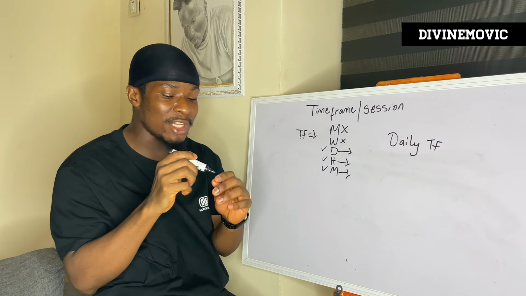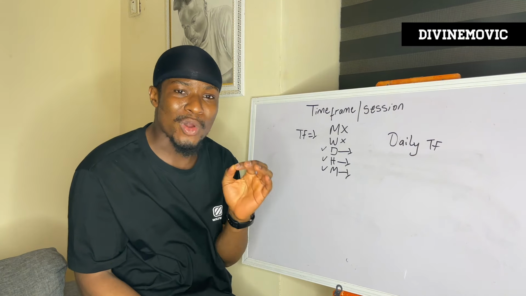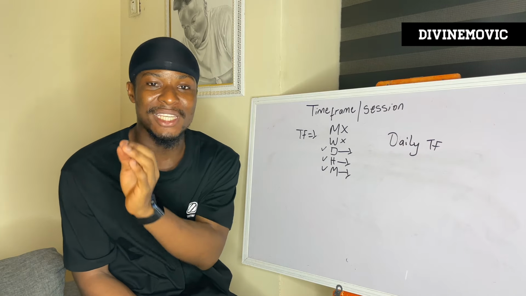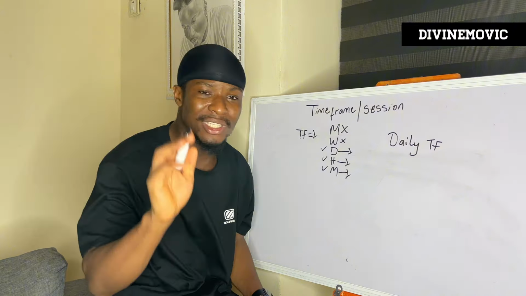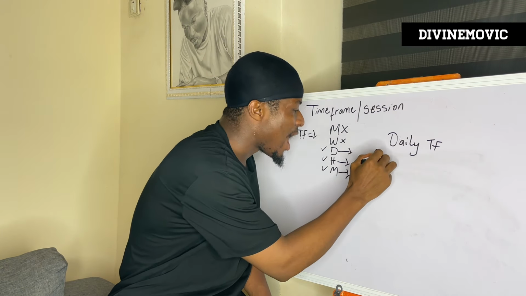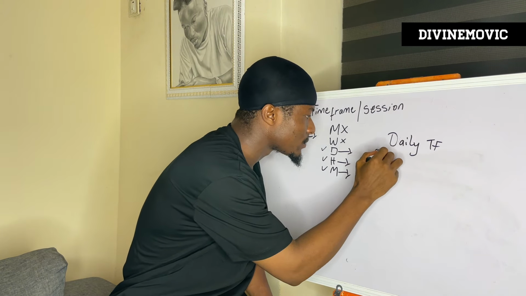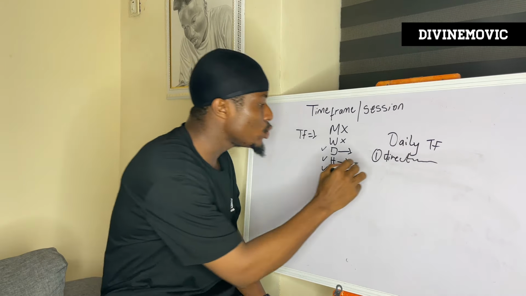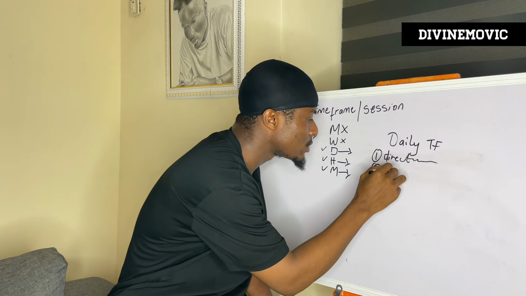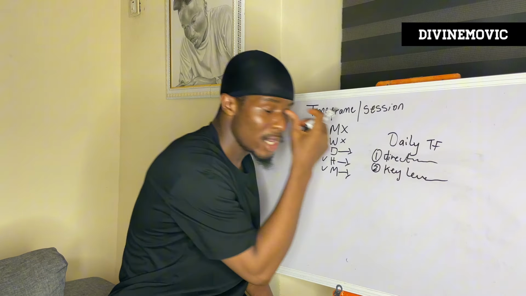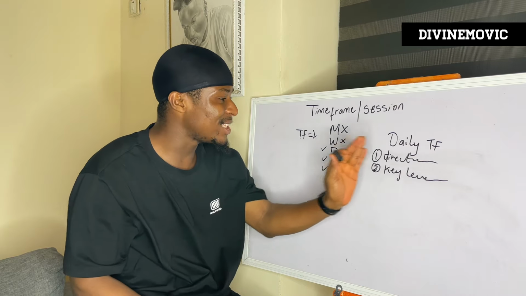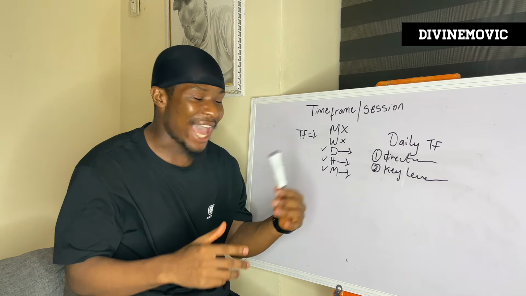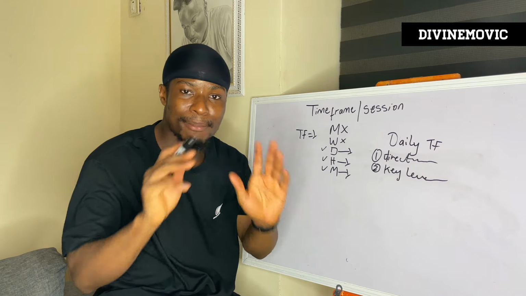Now, daily time frame is basically used to understand direction of the market and as well identify key levels in the market. So, what you want to basically use daily time frame for is to, one, understand direction. Two, understand key levels. This is what you want to use daily time frame to do as a day trader. You want to understand direction of the market and as well the key levels in the market.